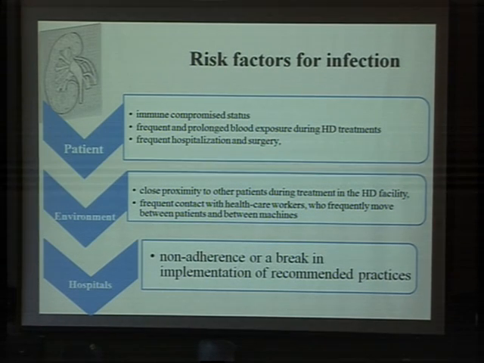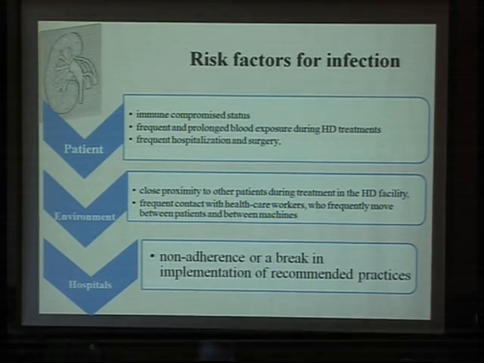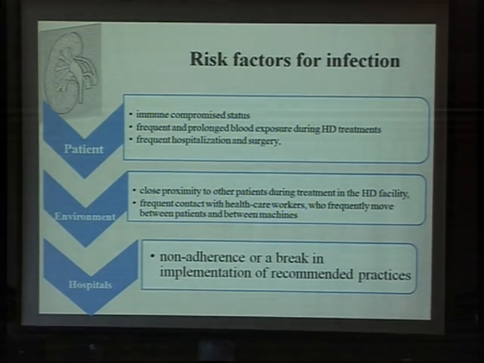What are the risk factors for the infection? Something coming with the patient, the environment, and the hospital. This is as regards the hemodialysis unit. The patient is immunocompromised, frequently visits the hospital and moves to surgery or the OR, and has prolonged blood exposure. These are risk factors for the patient. For the environment, there is close proximity to the surroundings, another patient with infectious disease, another healthcare worker, or the environment.